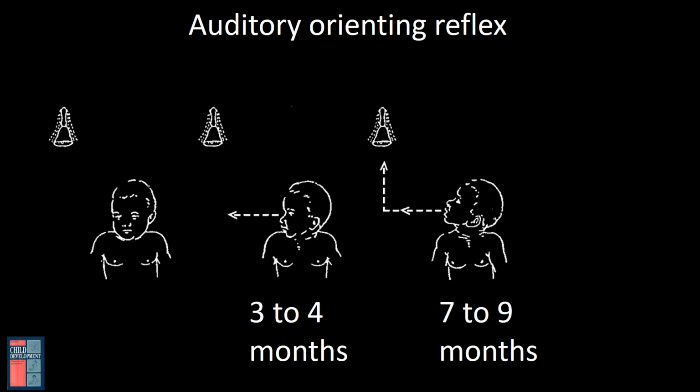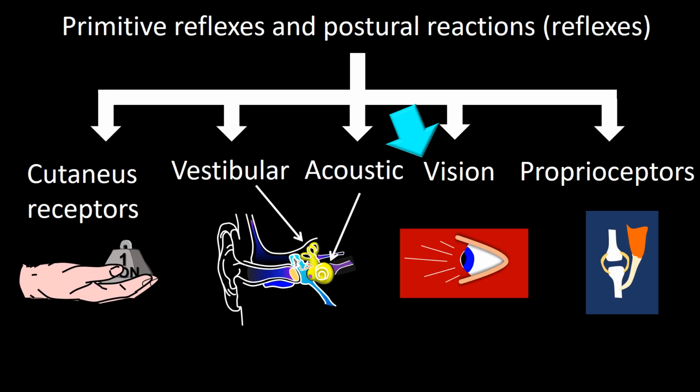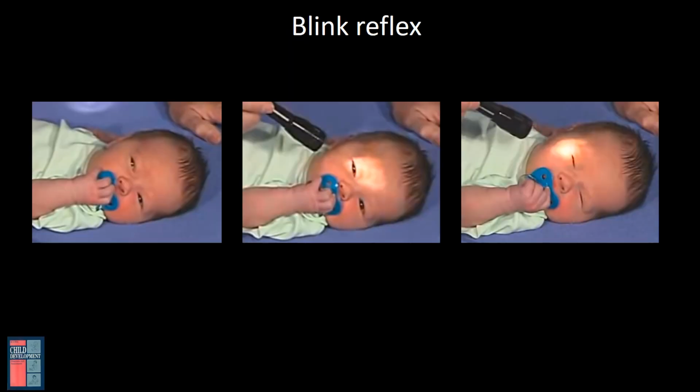By 7 to 9 months, it requires separate horizontal and vertical head movements, and shortly after 9 months, the infant will look at the source with a single directional movement. We will now go through a postural reaction triggered by visual stimulation. In this group, I will mention the blink reflex. This reflex is present during the neonatal period, later becoming a volitional action.